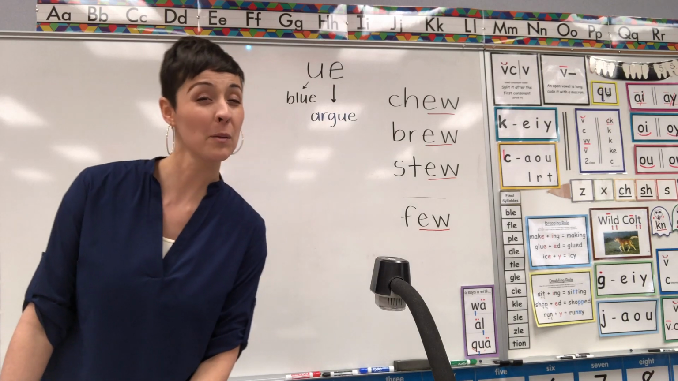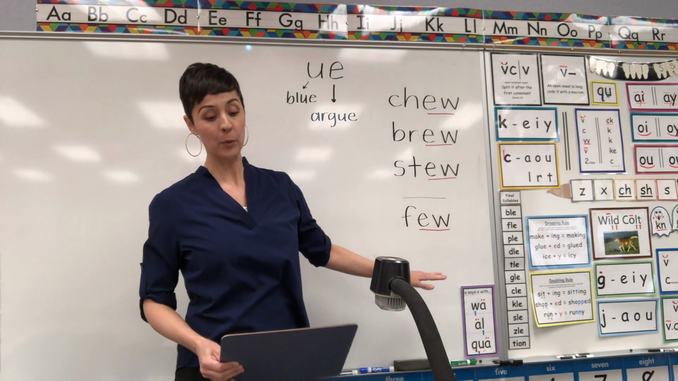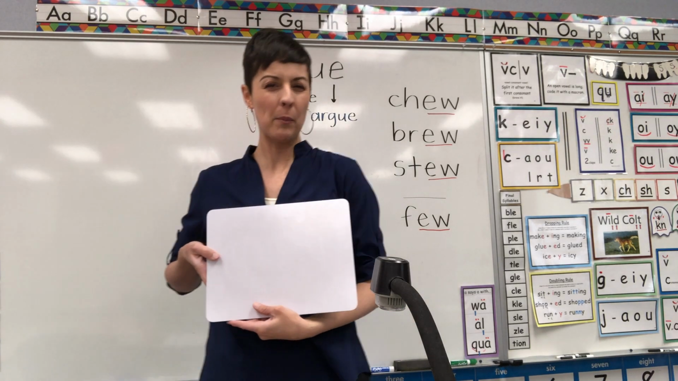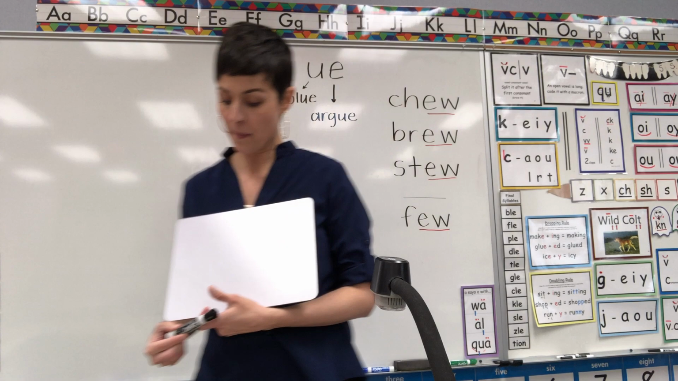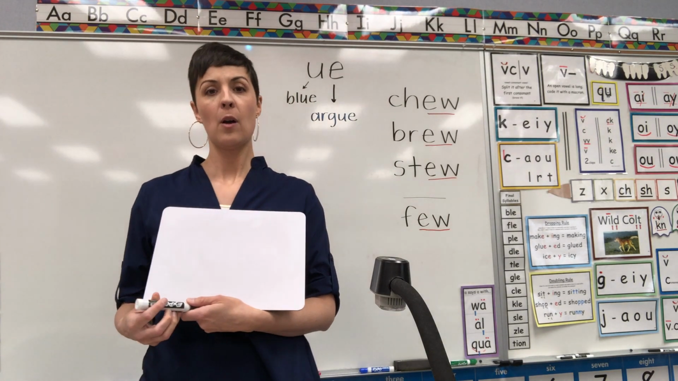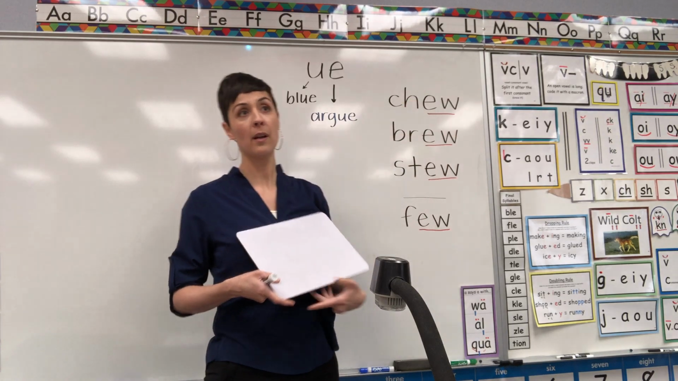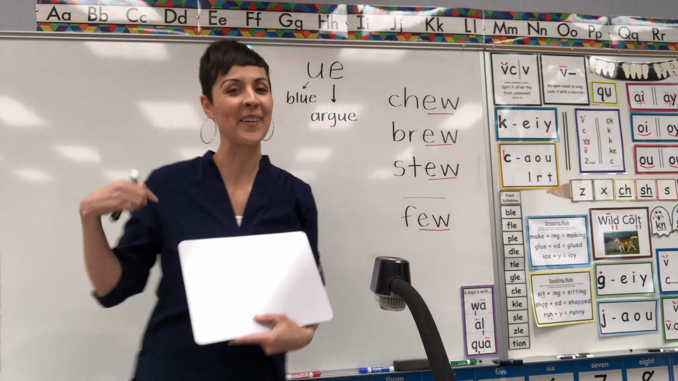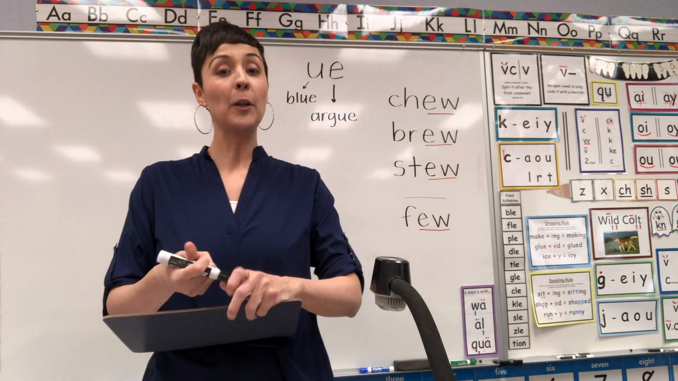Okay, let's do some practice with EW says ooh or you. So if you have a whiteboard, of course you can get it out. And if not, you can just use paper. And first word, will you spell for me using EW says ooh, the word flew. What word? Flew. Like the bird flew.